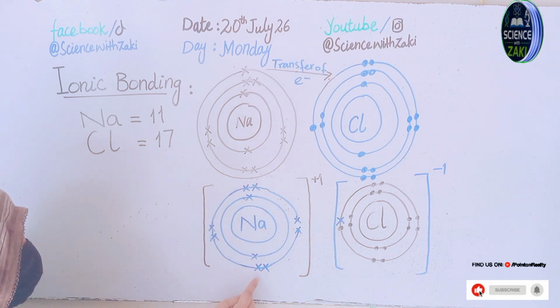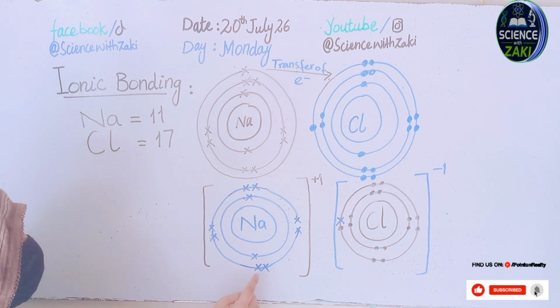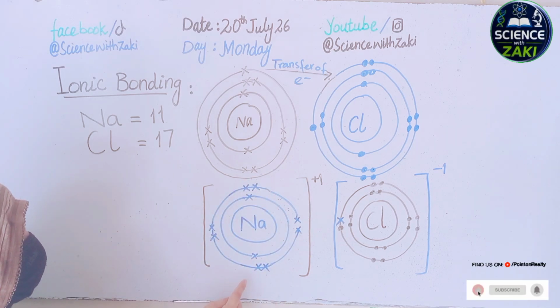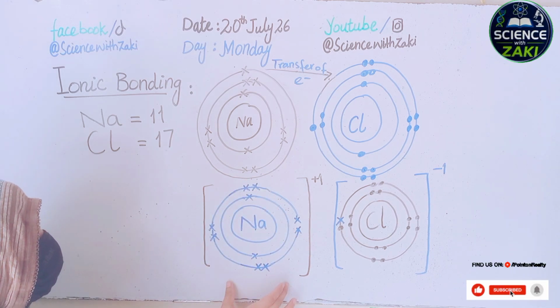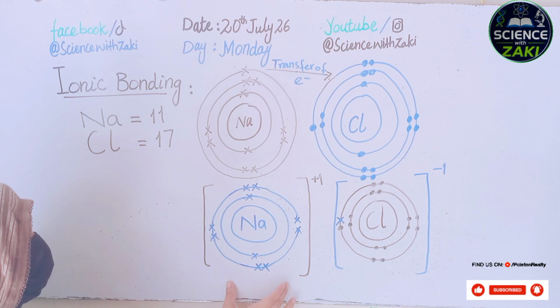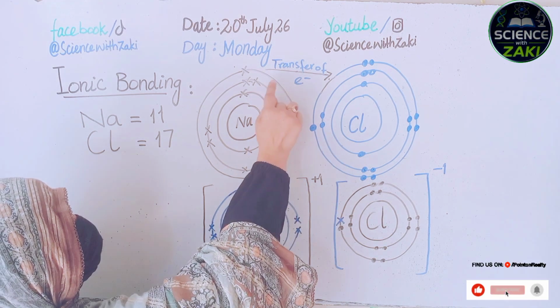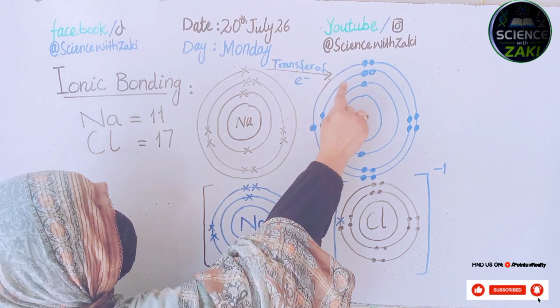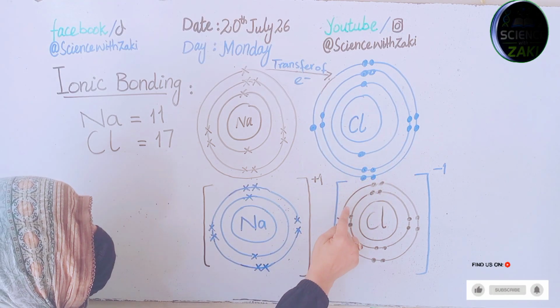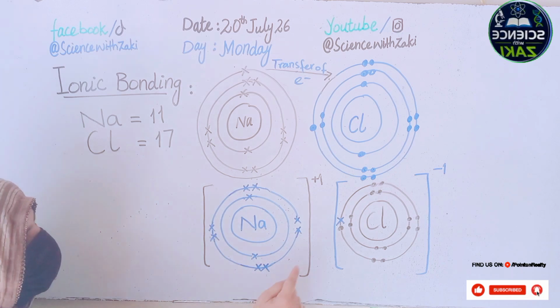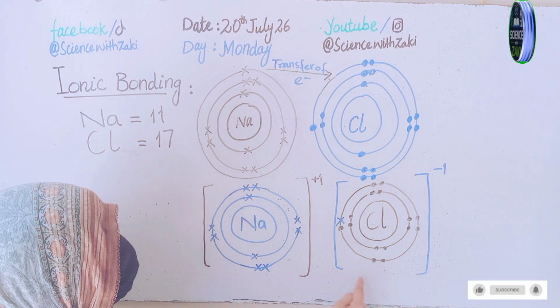As you can see here, sodium now has 8 electrons in its outermost shell, so it becomes stable according to the octet rule. Similarly, after receiving 1 electron from the sodium, chlorine also becomes stable, and it attains stability after having 8 electrons in the outermost shell.